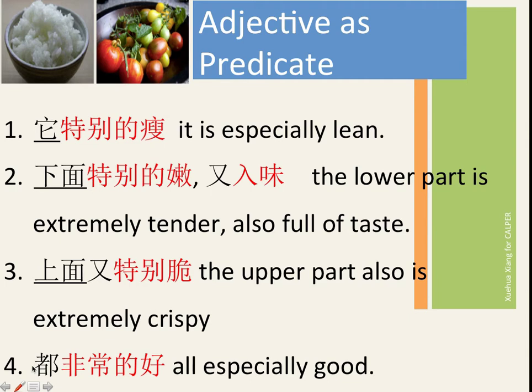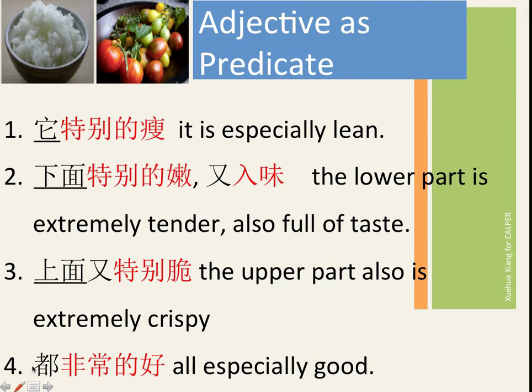And also in the video, something about certain parts of the chicken, very tender and tasty. 下面特别的嫩, tender, 特别的 extremely, 特别的嫩。又入味, full of taste. Literally, 入味 means enter a flavor, so the flavor is all entered into the meat. 入味 but it's working as an adjective. So 下面特别的嫩又入味, 又 a conjunction to connect several describing words.